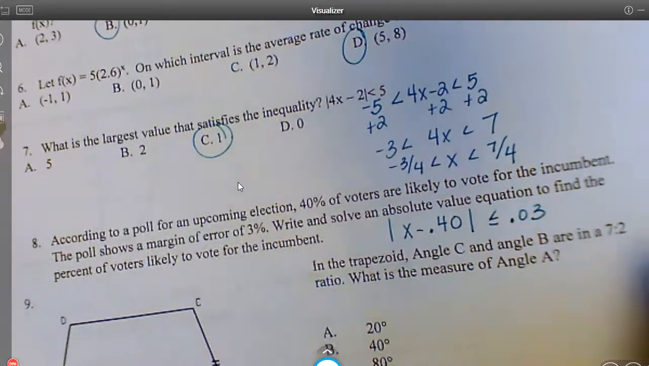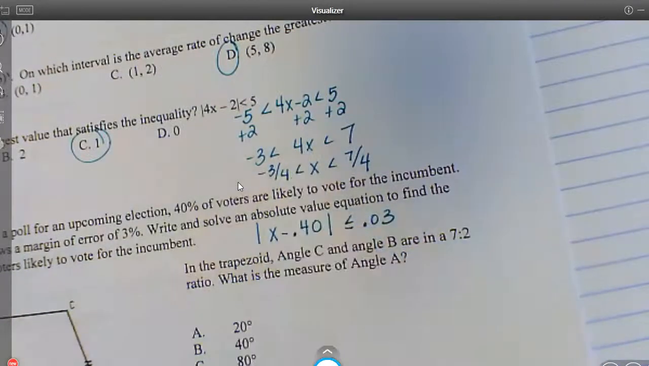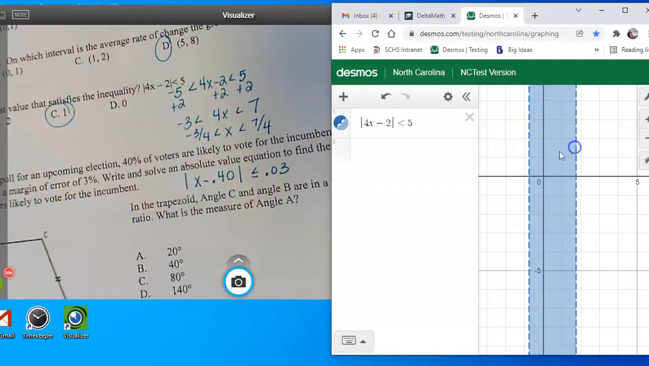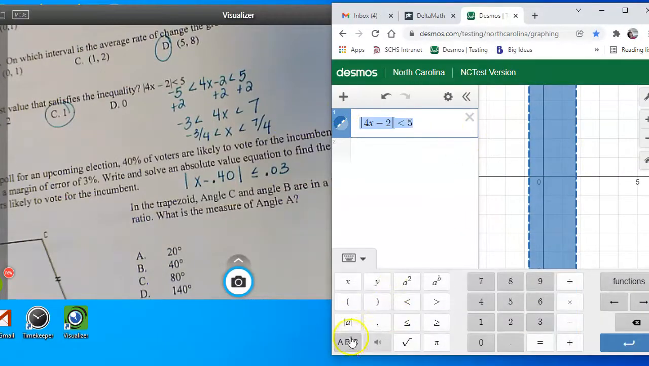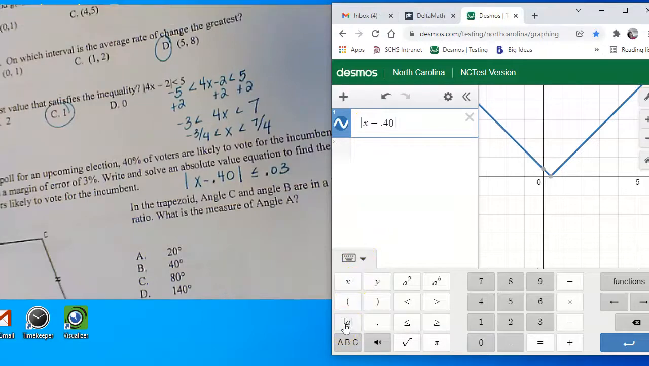Now, if they want you to solve it, you can plug it into Desmos, or we can solve it the way that we just solved it right there. It might be hard to get on Desmos, but we will certainly try it. Absolute value, let's see, let's get rid of all that. Absolute value, x minus 0.40 less than or equal to 0.03.